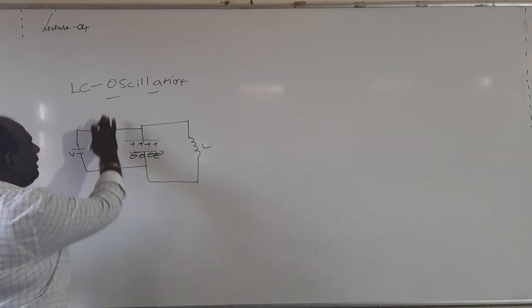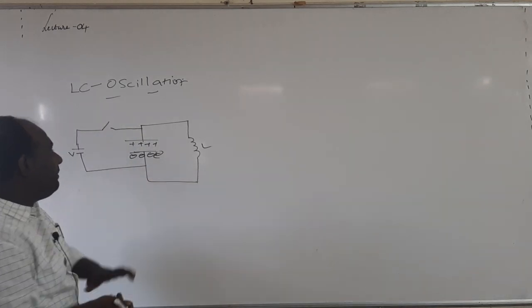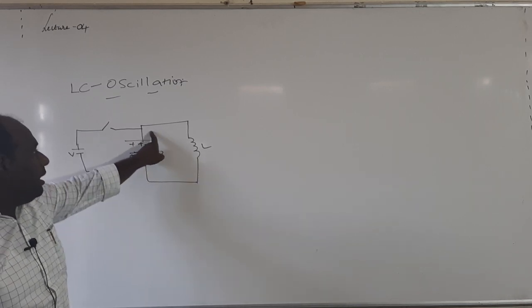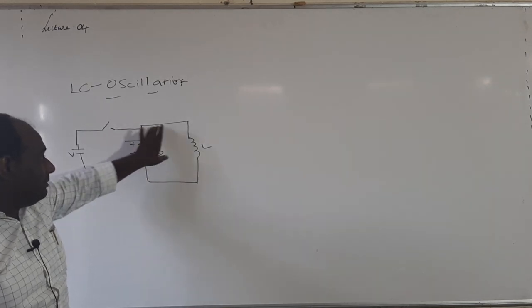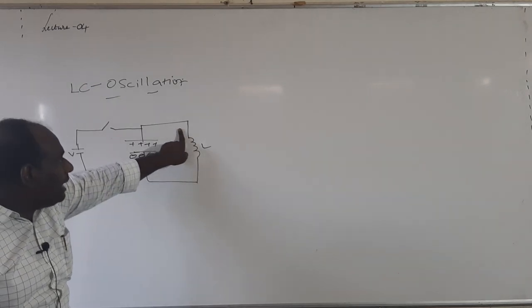Now if I remove the battery, if I open the circuit, what will happen? The charge stored in the capacitor starts moving toward the inductor. So the total charge stored in the capacitor is moving through the inductor.